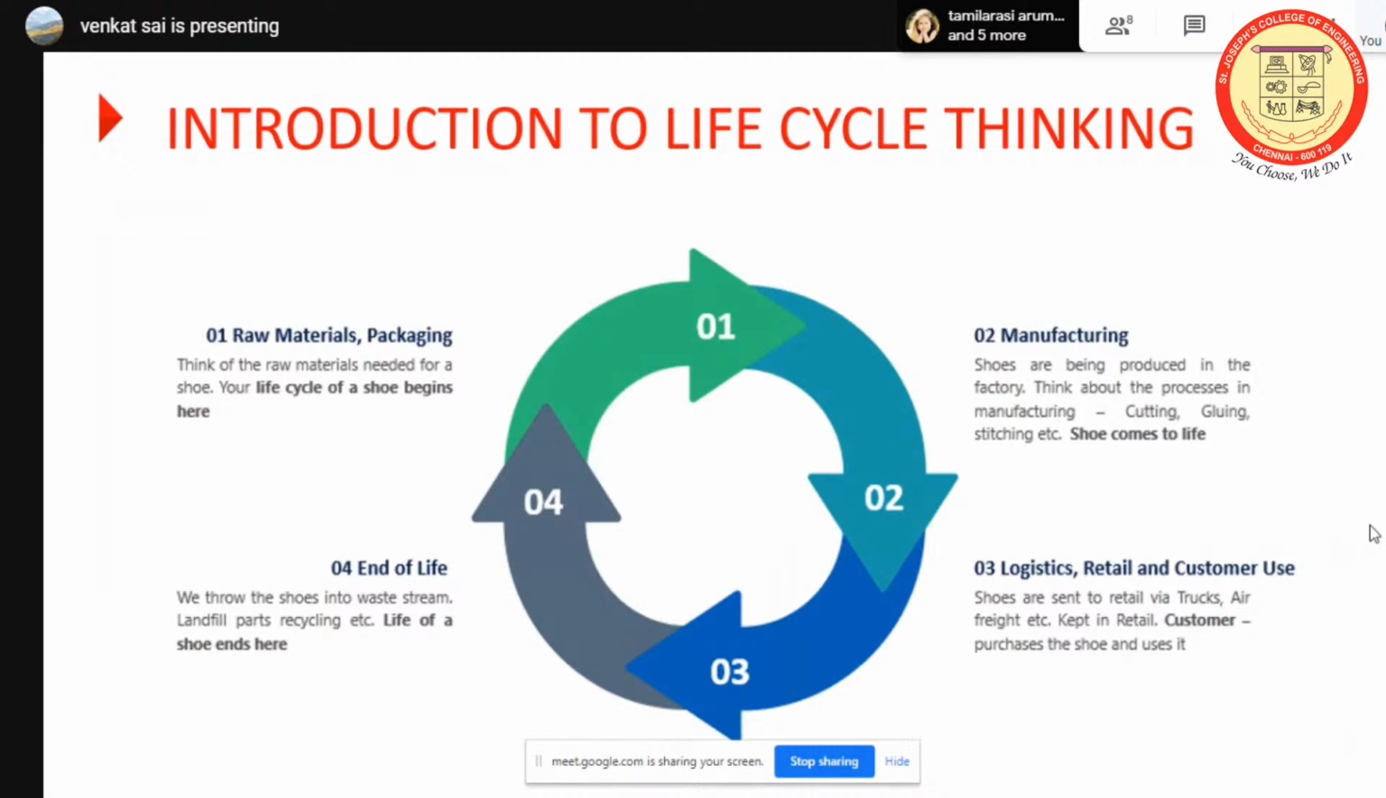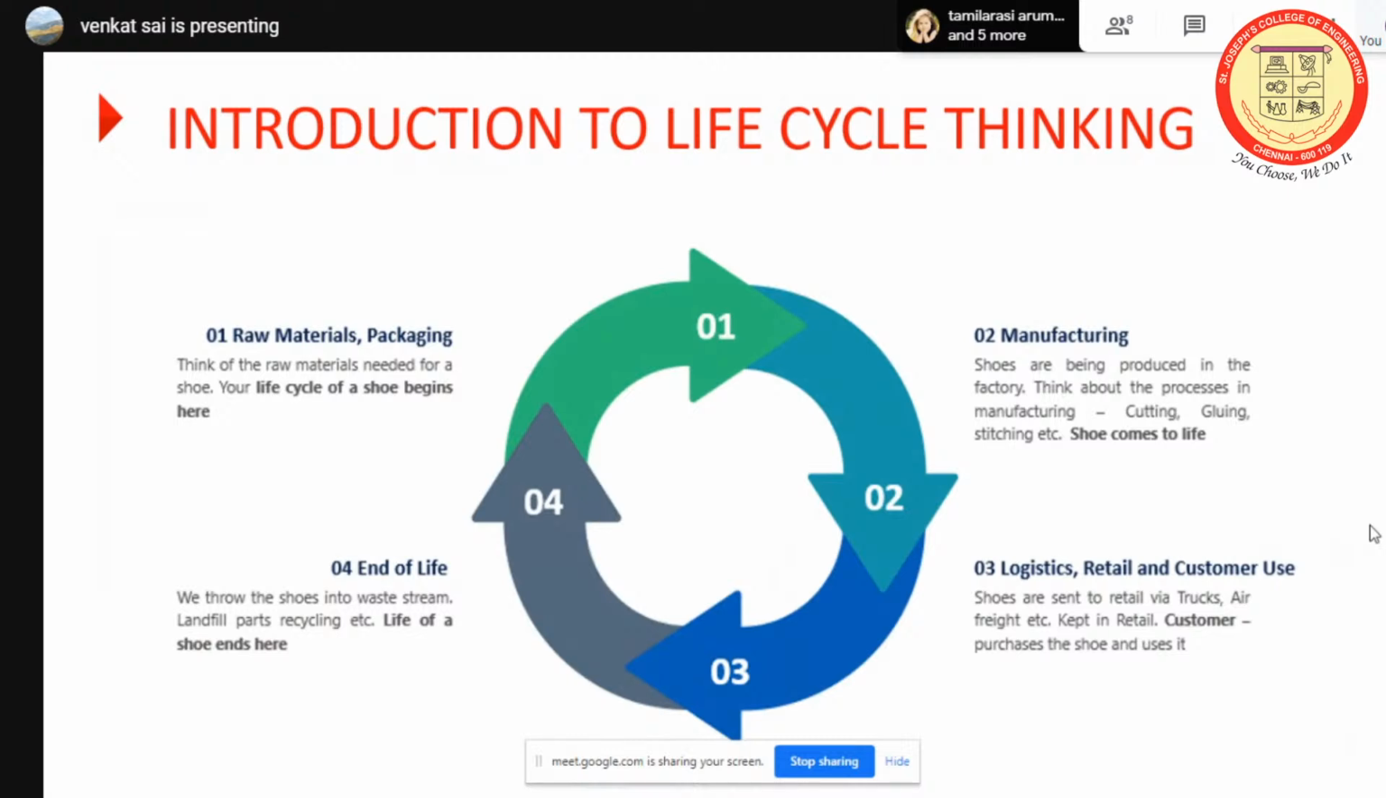Let's still continue with the example of the shoe. Raw materials, they are the beginning. The life cycle of a shoe begins here, with the number of raw materials that are needed to produce a single shoe, right? How does a shoe come to life? The shoes need to be produced in a factory, of course. Think about the different processes. You need to cut, you need to glue, you need to stitch, etc. The shoe actually comes to life.